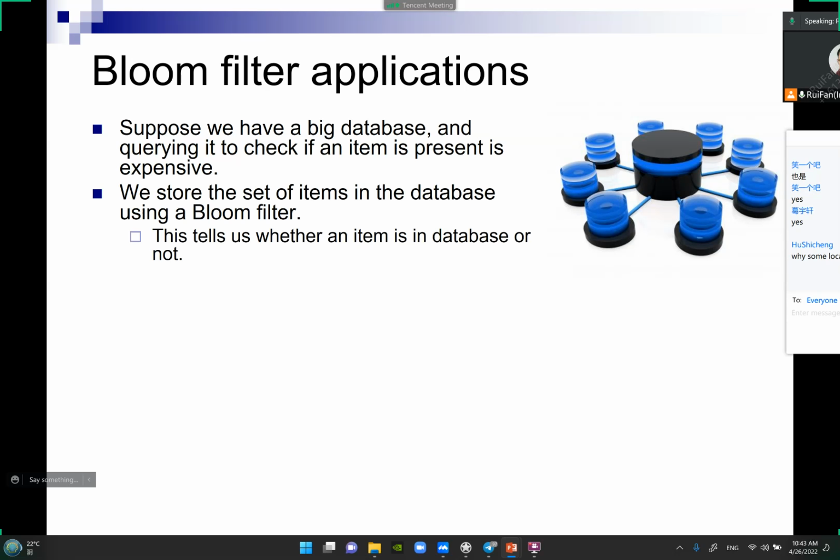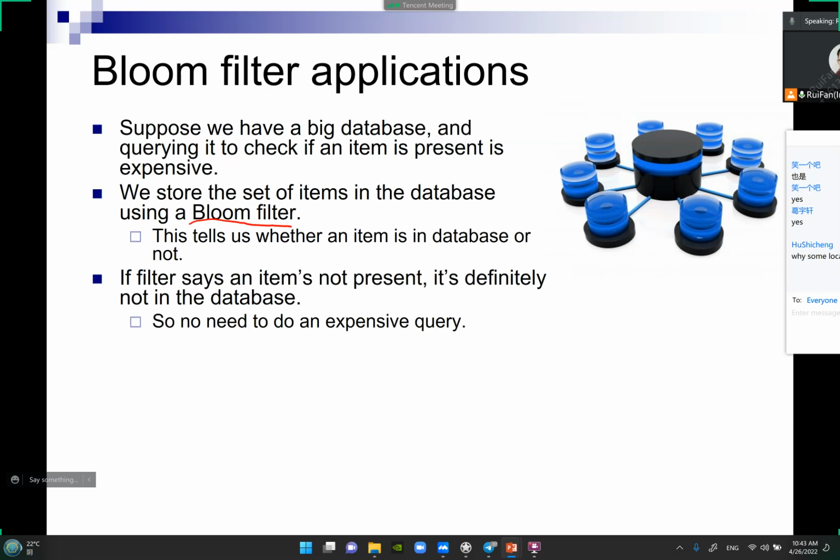So what we do is we just create a Bloom filter to keep track of all of the items which are in the database. The Bloom filter implements a set, so it can keep track of which items are in a set. Now if you want to check whether something is in the database, first of all, you're going to check whether it's in the Bloom filter.